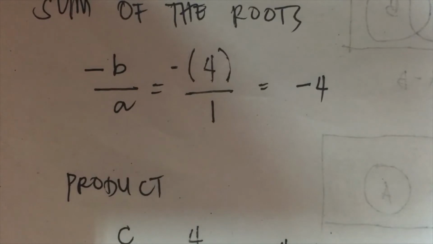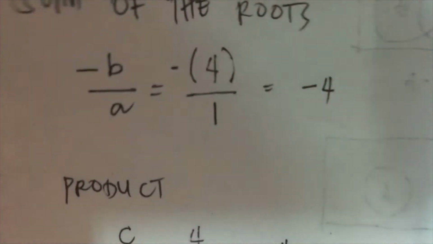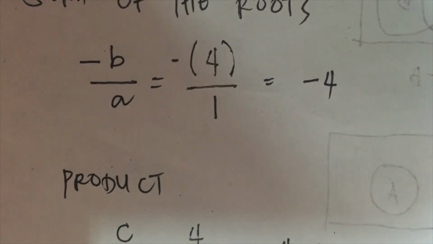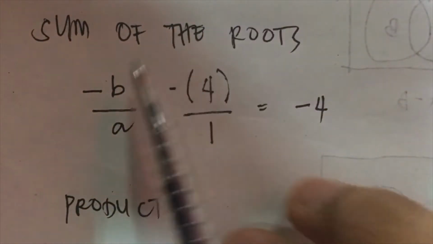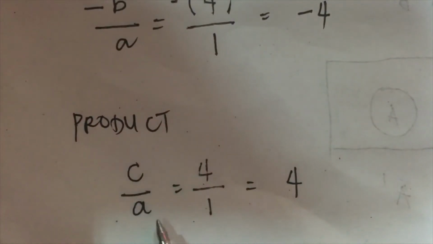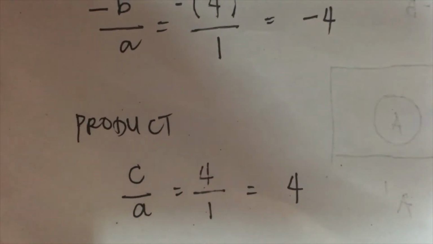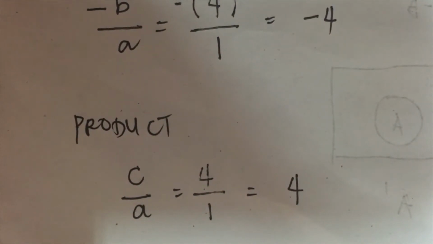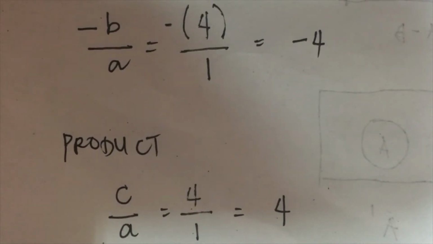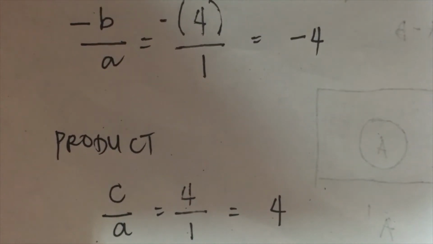We can say that it is the shortcut way for us to determine the sum and product of the roots of a quadratic equation. Always remember the formula for the sum of the roots, that is negative b over a, and the product is c over a. But always take note also that whenever we determine the values of a, b, and c in a given quadratic equation, it should always be in its standard form. Okay? So that is the sum of the roots and product of the roots.